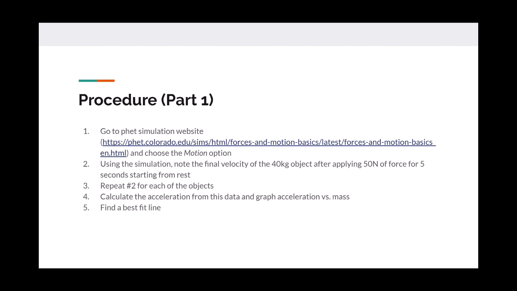Using the simulation, apply 50 newtons of force for 5 seconds starting from rest to the 40 kilogram object. Note the final velocity and write it down. Repeat this step for each of the objects in succession for 50 kilograms, 80 kilograms, 100 kilograms, and 200 kilograms. Calculate the acceleration from this data by subtracting the change in velocity, which is the final minus 0 because we started from rest, and use this to graph the acceleration versus mass graph. Find a best fit line for this graph.